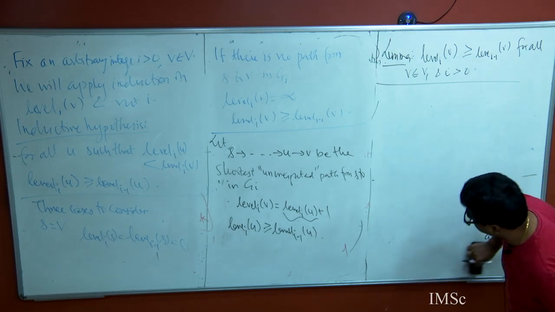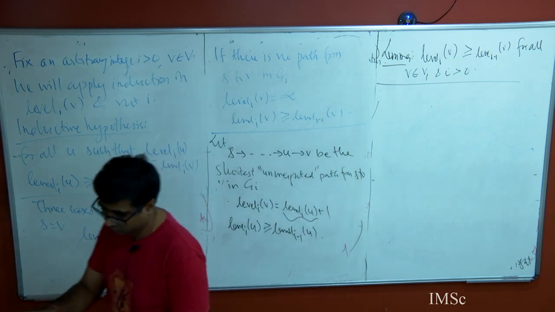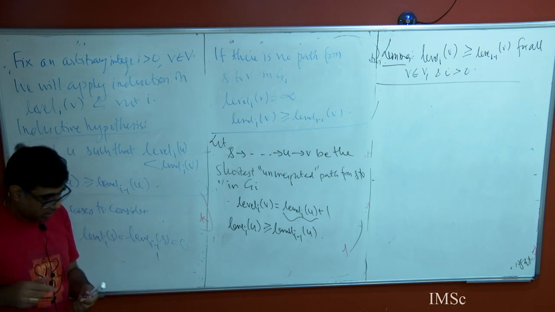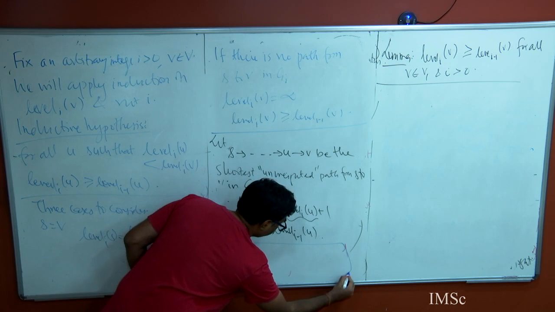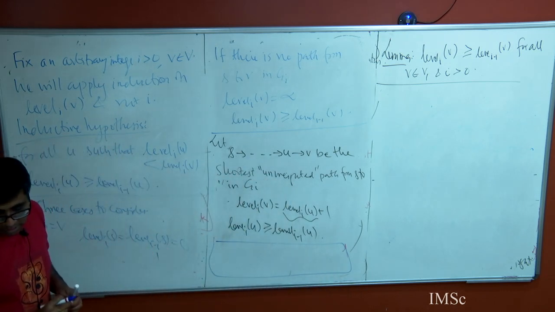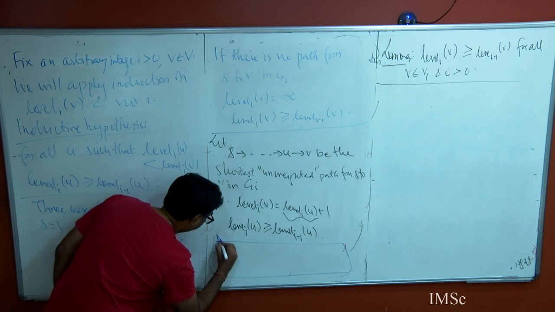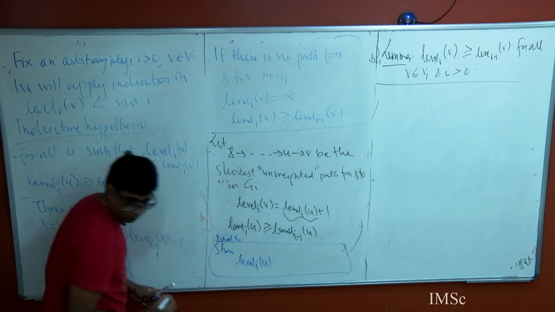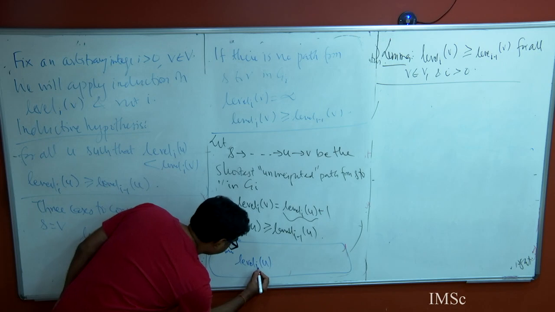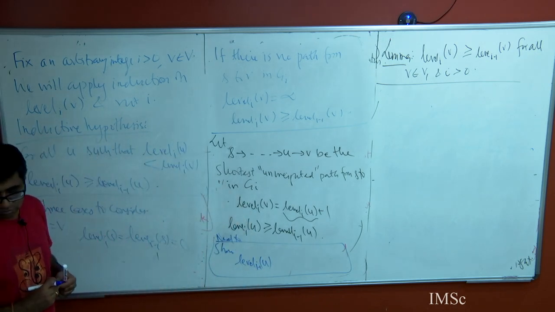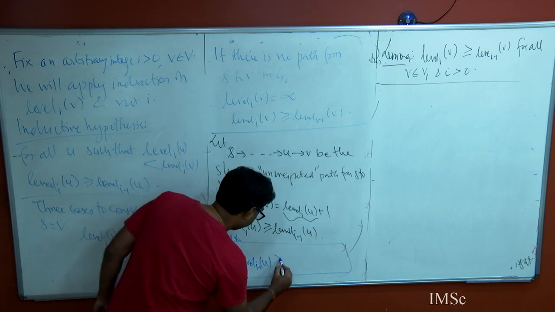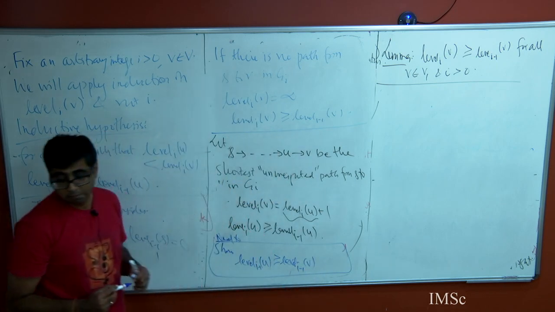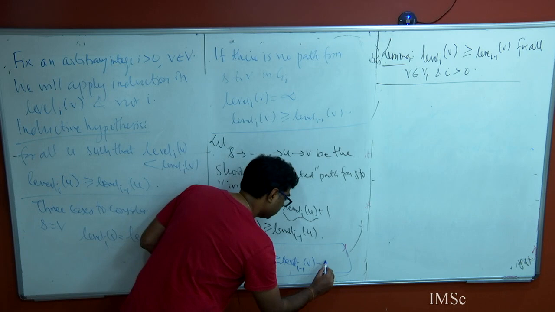So what we will show is the following. To complete the proof, I need to show level_i of U is greater than or equal to level_{i-1} of V minus 1. Suppose I show this to you. Then are we done?